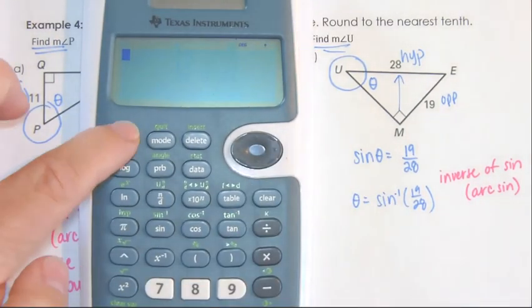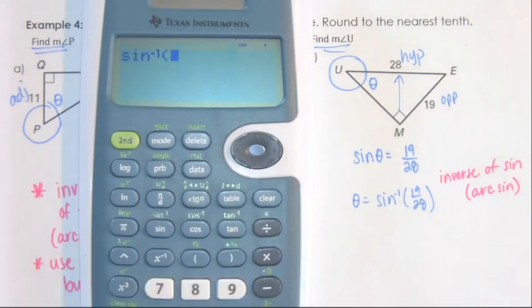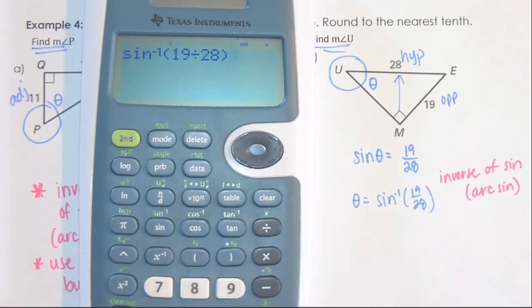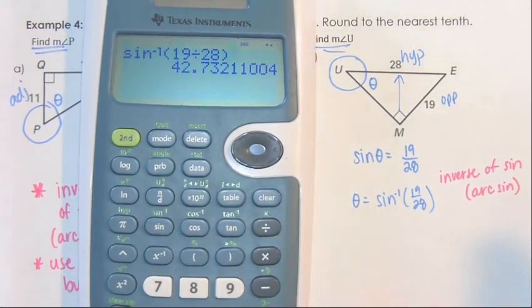So if I do second sine, and then 19 divided by 28, I'm not even going to use my fraction button this time. That gives me 42.7 degrees.